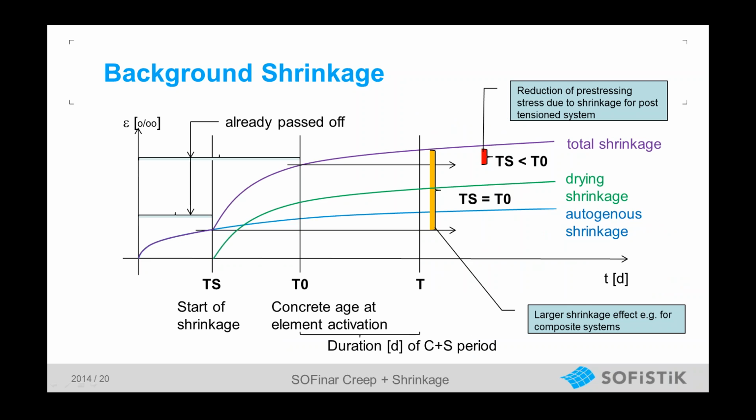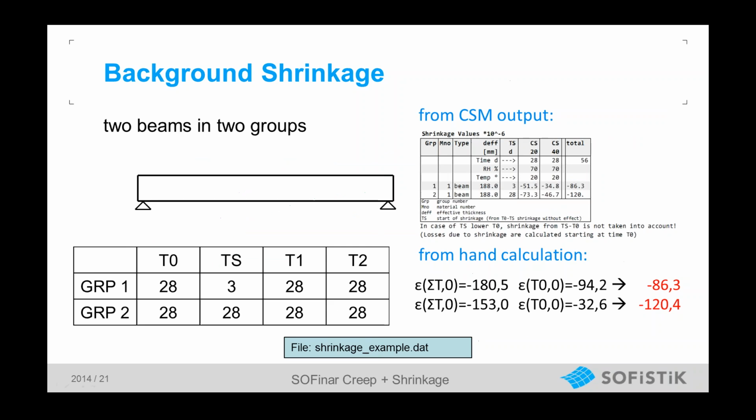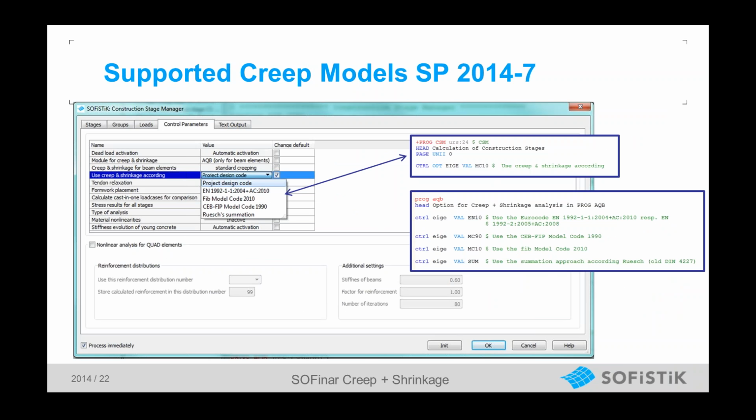Important, I think, is to have it in 2 words: for pre-stressed concrete beam bridges, use TS smaller than T0. For composite sections, use TS equals T0. This is what we define in CSM.